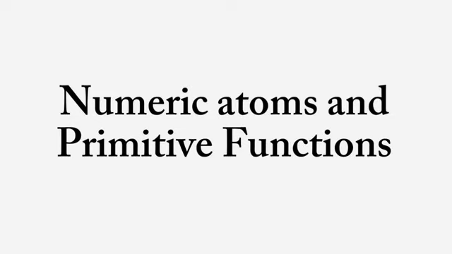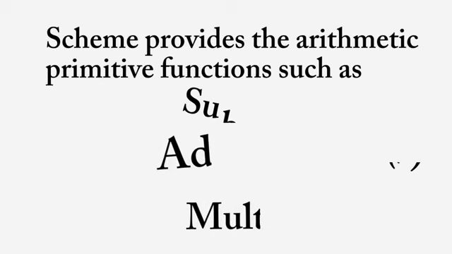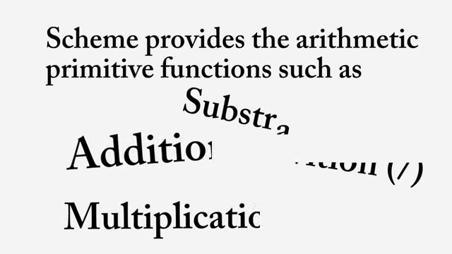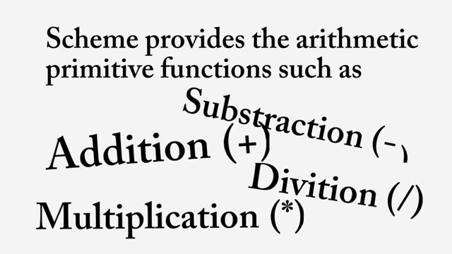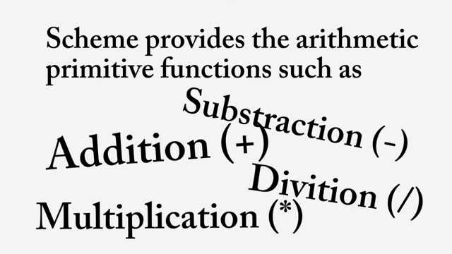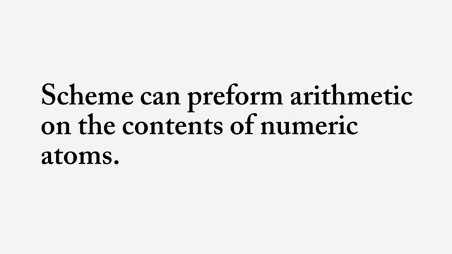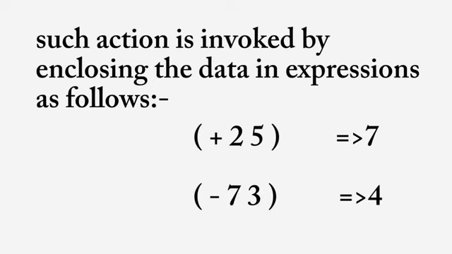Okay, let's see numeric atoms and primitive functions. Scheme provides the arithmetic primitive functions for numeric atoms such as addition, subtraction, division, and multiplication. Scheme can perform arithmetic on the content of numeric atoms. Such action is invoked by enclosing the data in an expression as follows.